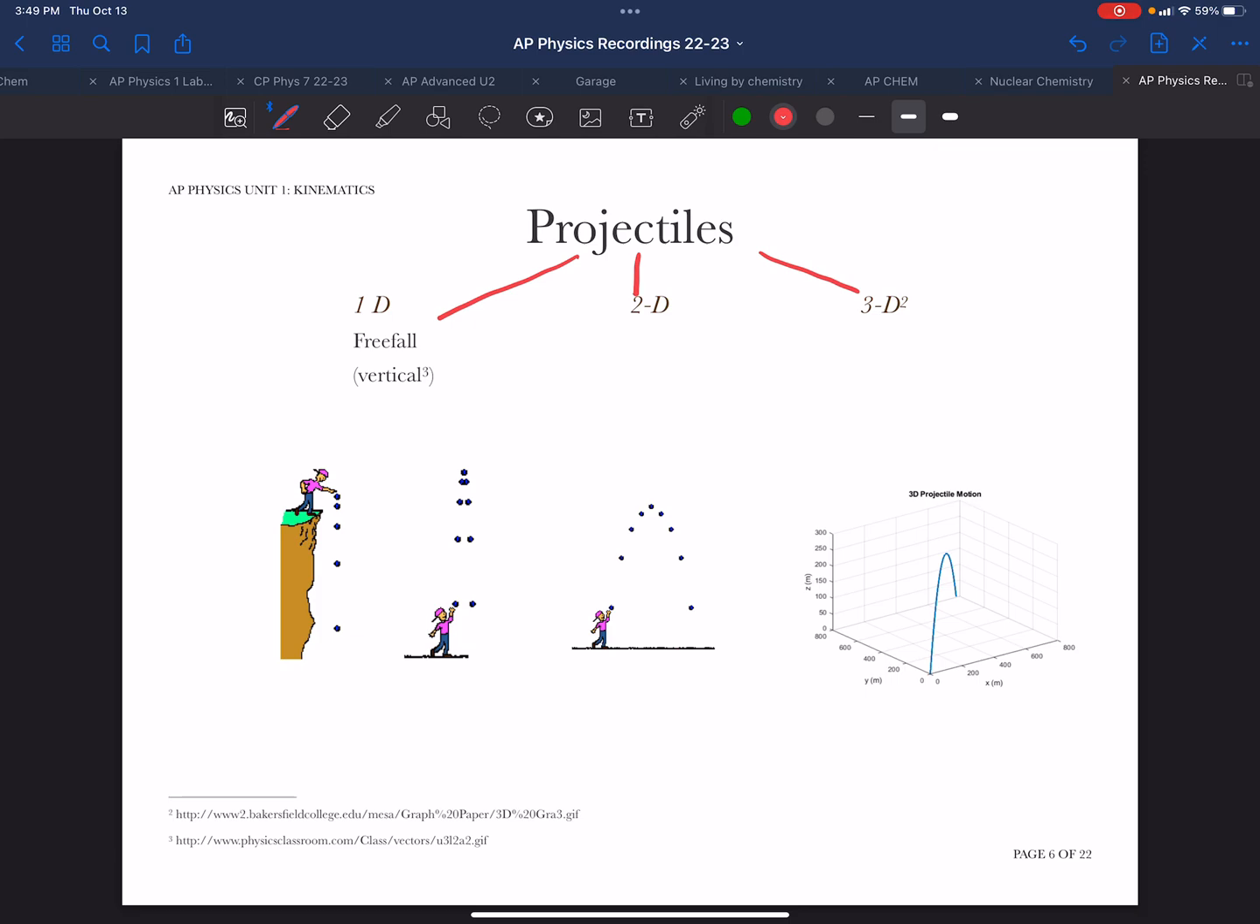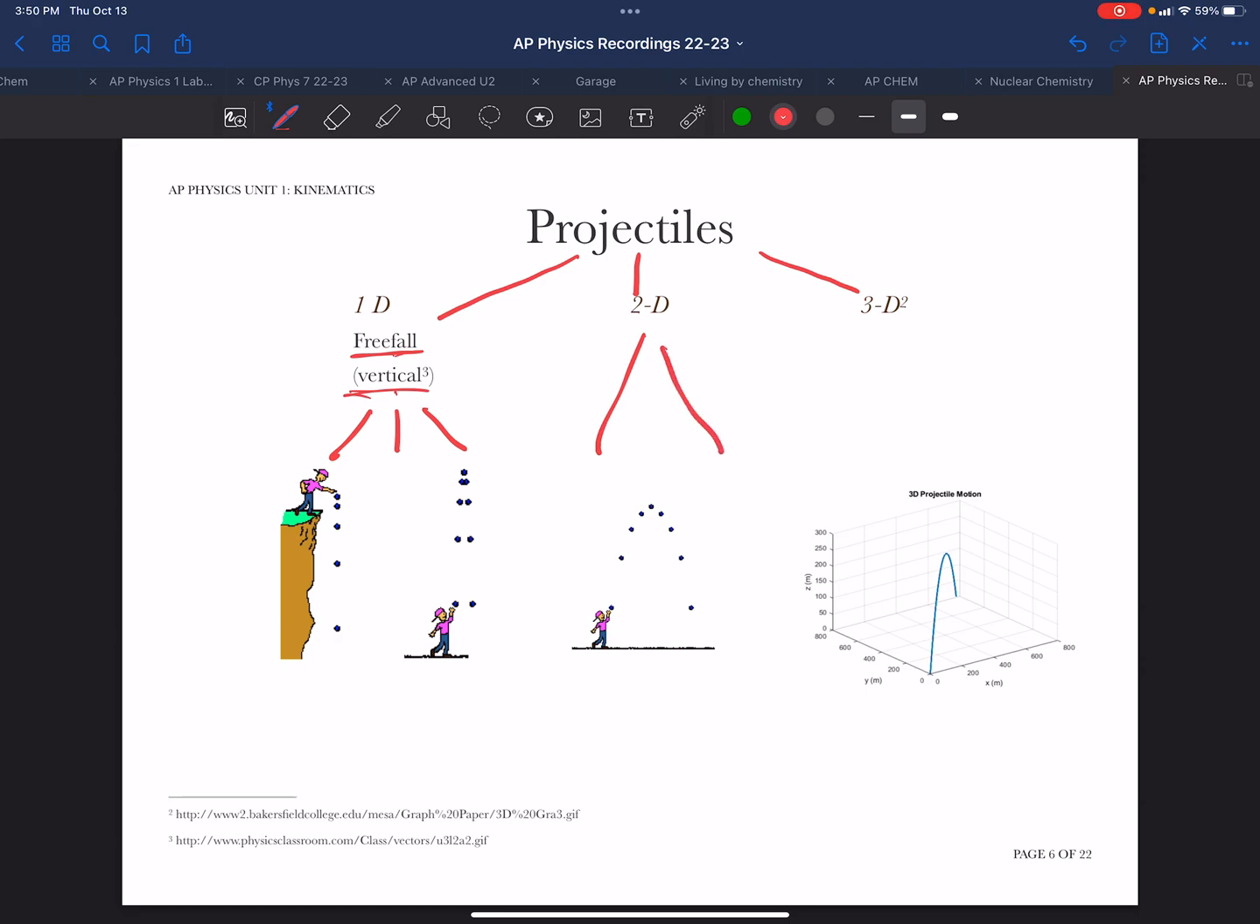A one-dimensional projectile is basically free fall or vertical. So we can call it a vertical projectile or free fall or 1D motion. And there are actually three different kinds of vertical projectiles that we will study. And for two-dimensional, there are actually two different types that we will look at.